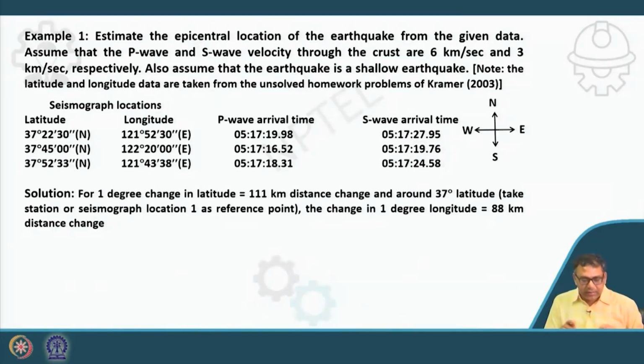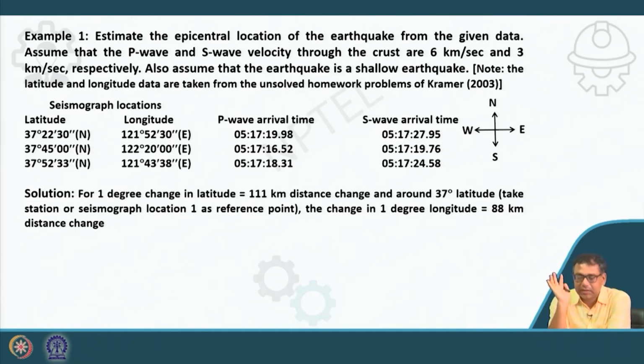So these are the locations of three seismograph points. The latitude is given and the longitude is given. I have to locate the epicentral position in terms of latitude and longitude. Here the P wave arrival time is given for each location, and the S wave arrival time is given, and definitely there is a time gap, so that I have to use.